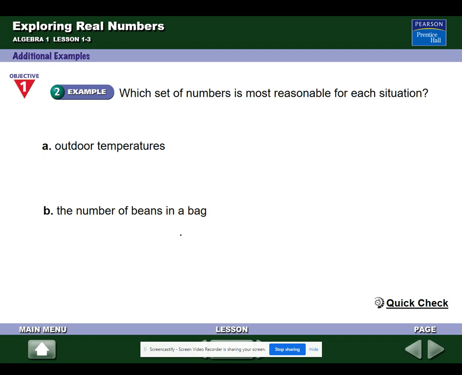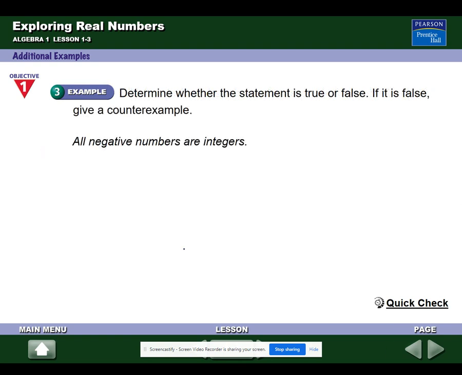I don't think it's as confusing in the second one, the number of beans in a bag. Let's just assume that the beans aren't cut into pieces. So it's either 0 or 1 or 2 or 3 or 4 or 5, so that would be whole numbers. And then this one says, determine whether the statement is true or false. If it's false, give a counterexample. All negative numbers are integers. Are all negative numbers integers? Nope. A counterexample, maybe a term you've heard before, is just an example that makes the statement not true. So how about a negative number that's just not an integer? How about a negative fraction of some kind? Negative 3/4.